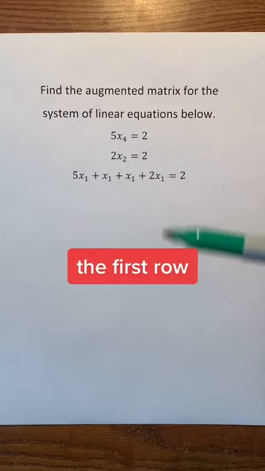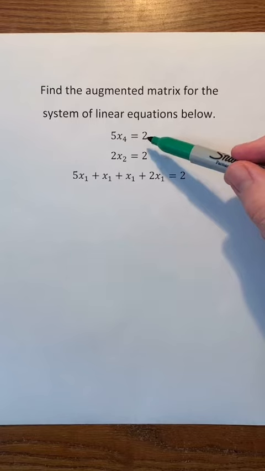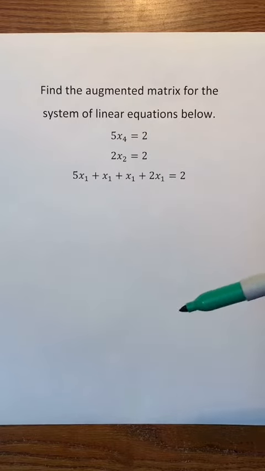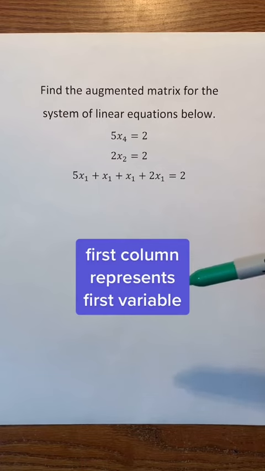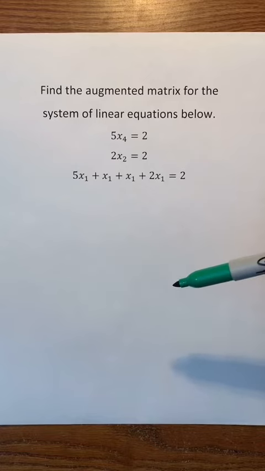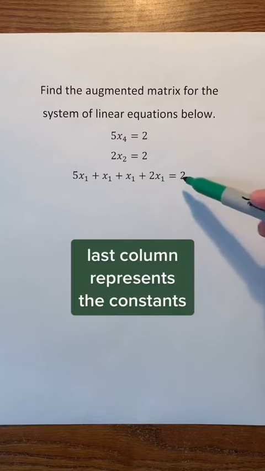The first row in the matrix is going to represent the first equation, the second row in the matrix is going to represent the second equation, and so on. Then, the first column is going to represent the first variable, the second column is going to represent the second variable, and so on. Lastly, the last column is going to represent the constants.